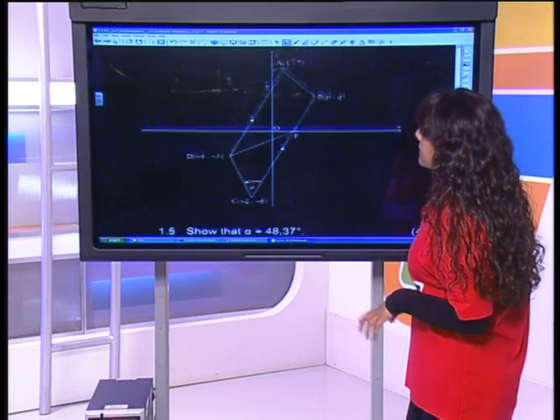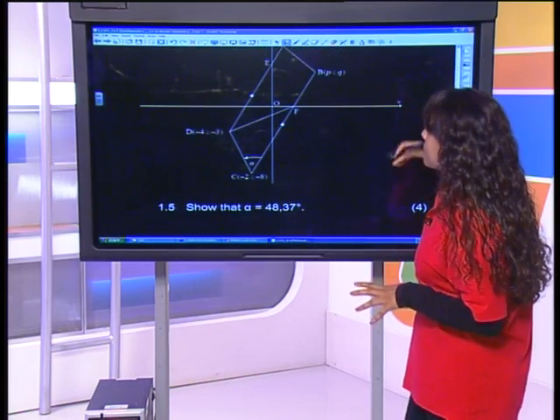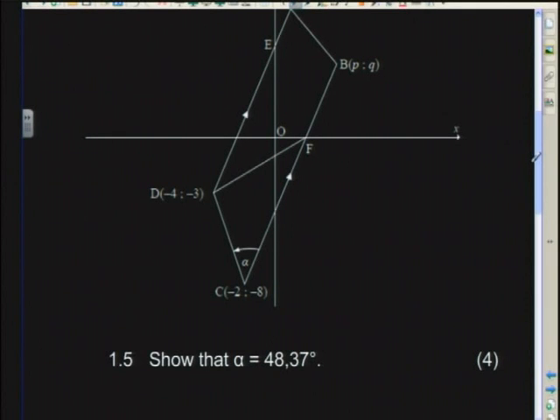Okay, so it's still the same question, still the same diagram. We've got a few other bits of information that I'm now going to fill in on this new drawing. So we've got F is (2, 0). What else have we worked out? Yeah, that's about all we'll need.